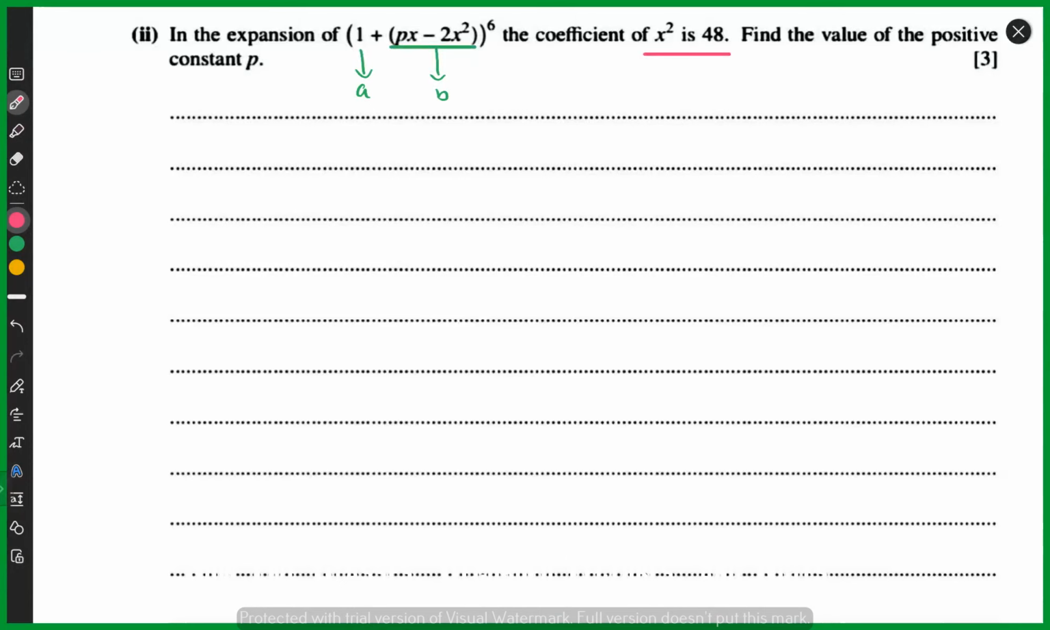I am going to give you 2 minutes to try doing it, and then if anyone is not able to do it, I'll do it.